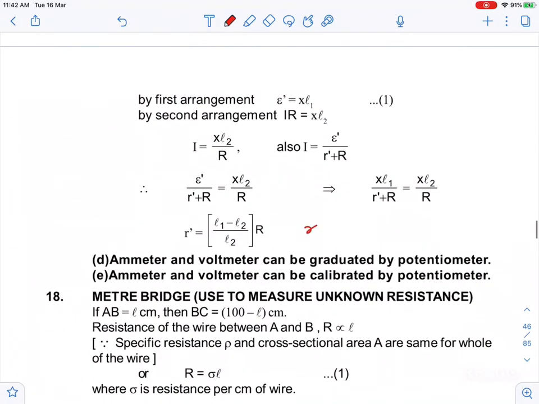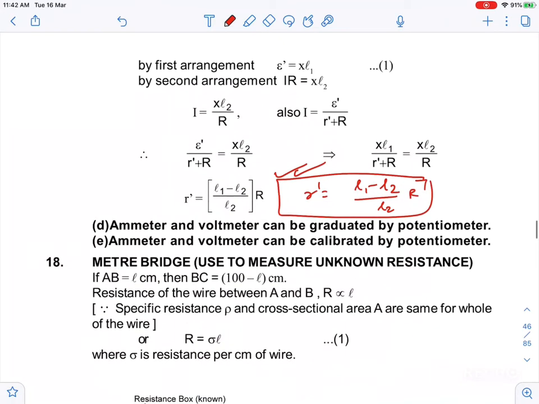See how? Suppose you have to calculate the internal resistance of this battery, R dash. So this R dash can be written as (L1 minus L2) upon L2 into R. I think in 2017 or 18 JEE asked a direct question on this formula, with lengths like 40 and 52 centimeter. So you can directly calculate internal resistance with the help of this.